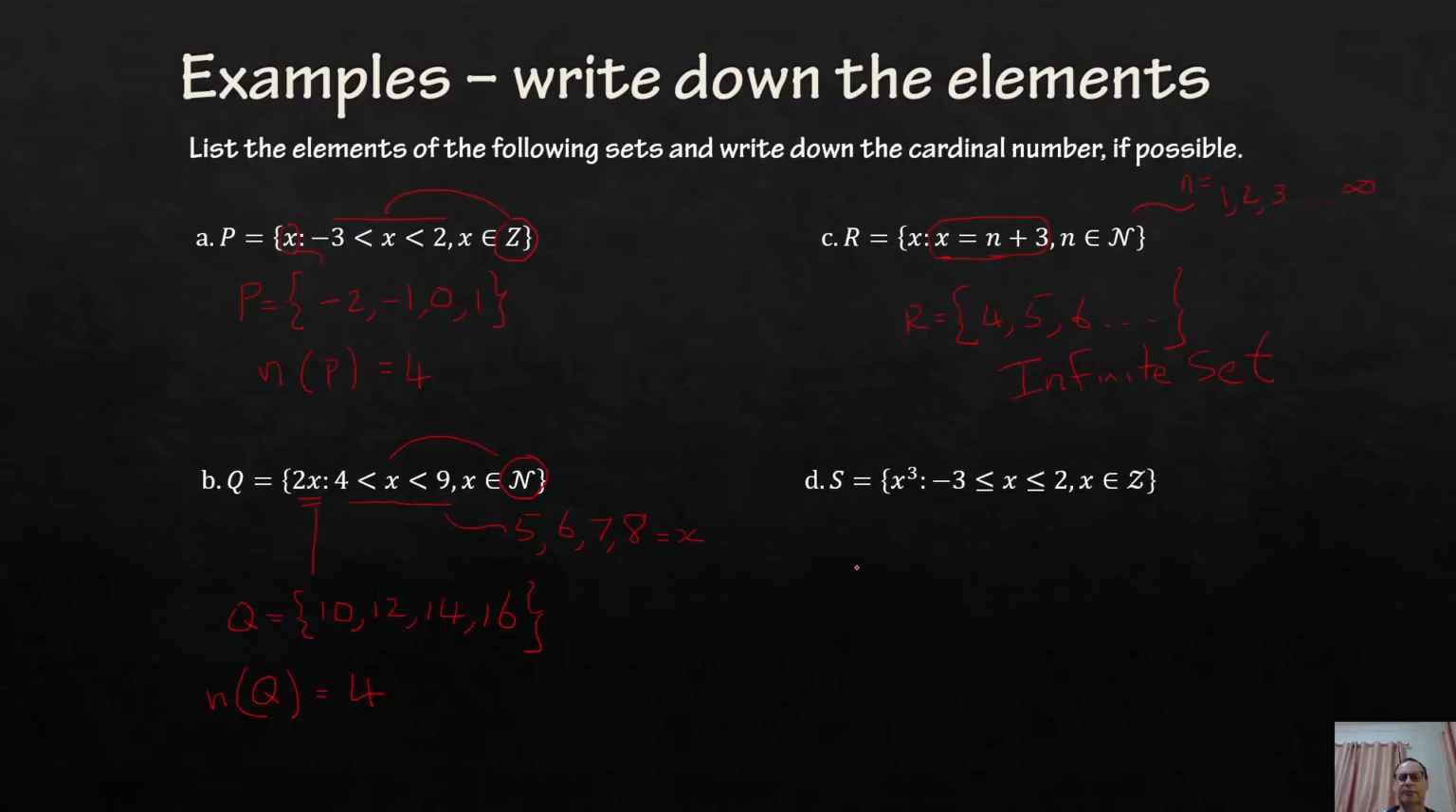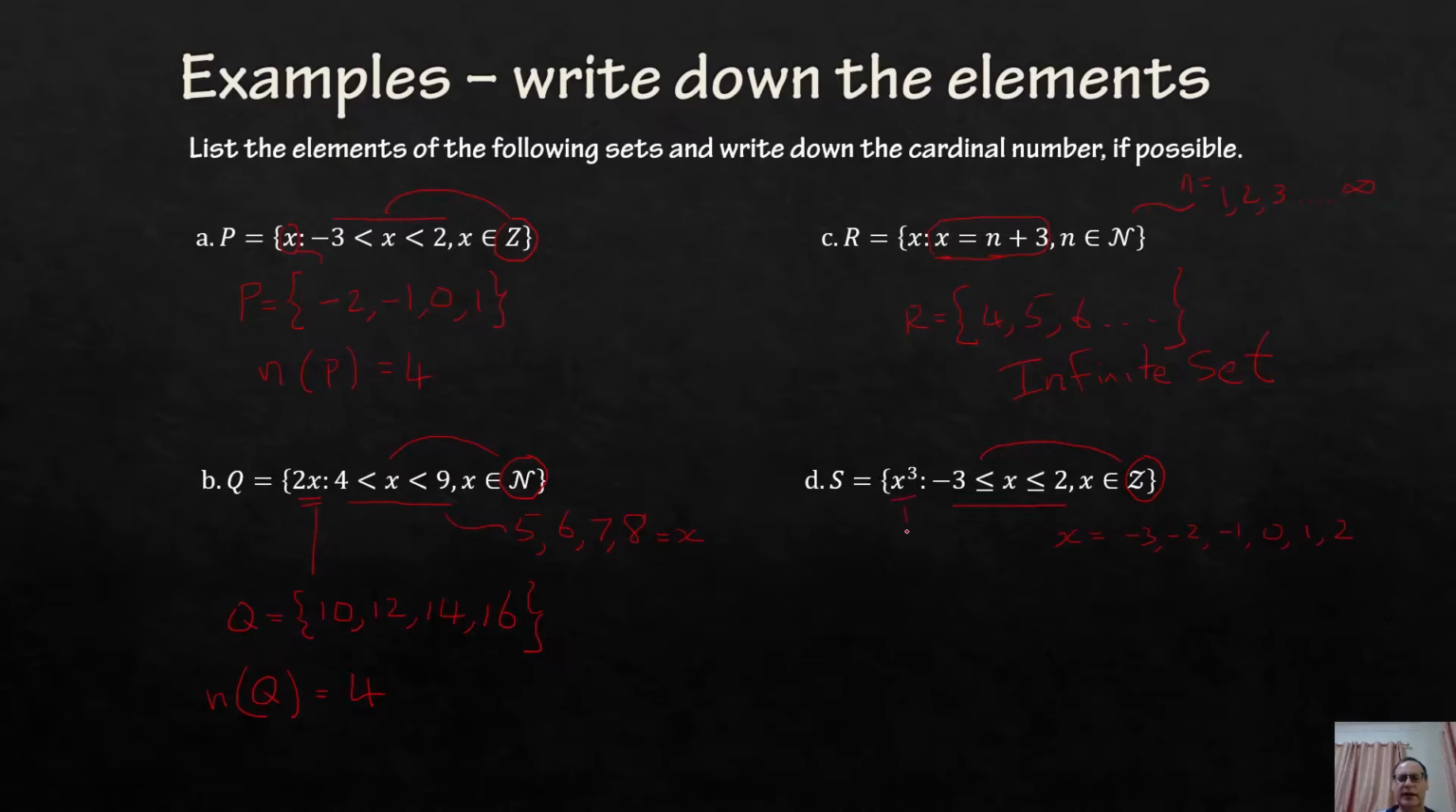Okay, no cardinal number for that one. Okay, this question, look at the kind of numbers, integers. The integers between -3 and 2, including -3 and 2. So they would be -3, -2, -1, 0, 1, and 2.